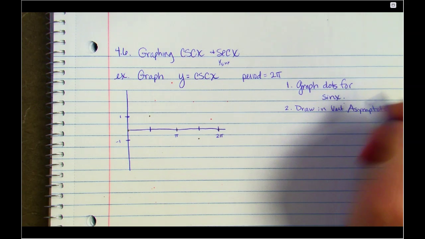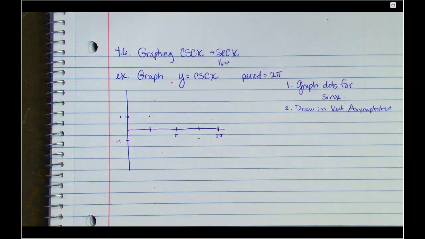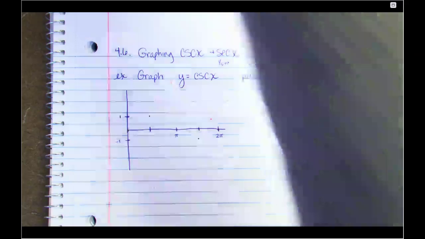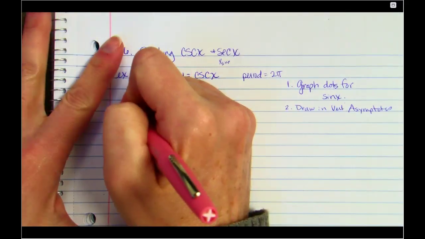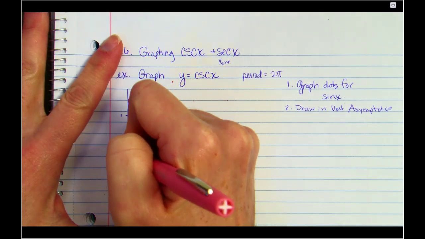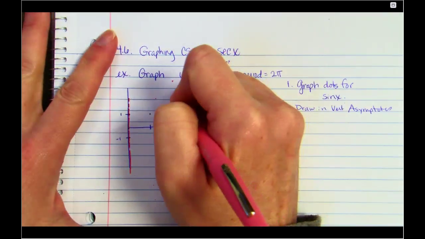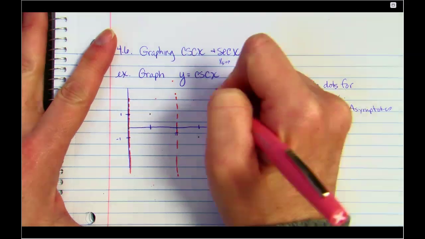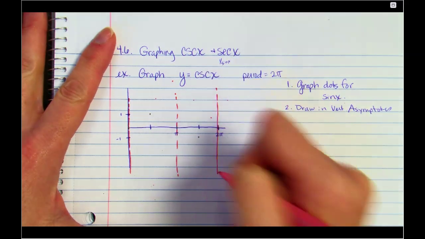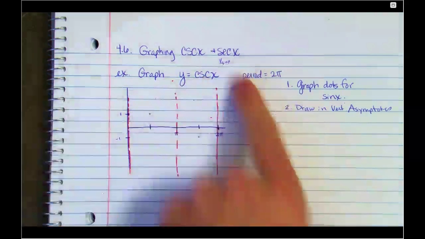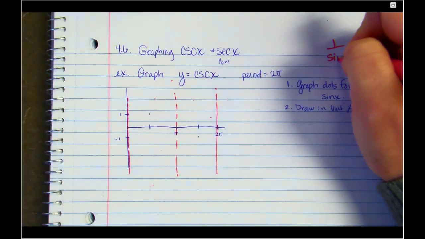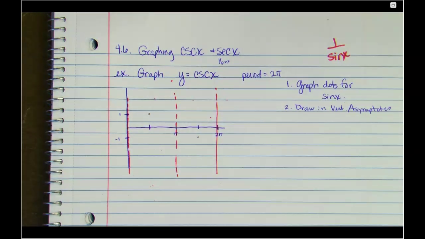Okay, vertical asymptotes, this is what Eli said. Vertical asymptotes happen where sine crosses the x-axis. So we're going to have a vertical asymptote here, which I made a different color so you can see them. You're going to have a vertical asymptote here, and here. The reason that happens is because when sine is 0, we would have a 0 on the bottom of the fraction 1 over sine.